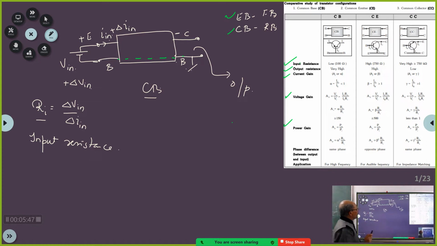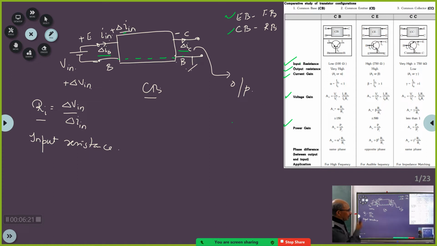So what you expect is the corresponding collector current will go out here. Delta Iin here means delta IE. For delta IE, the corresponding change in the collector current will be delta IC.